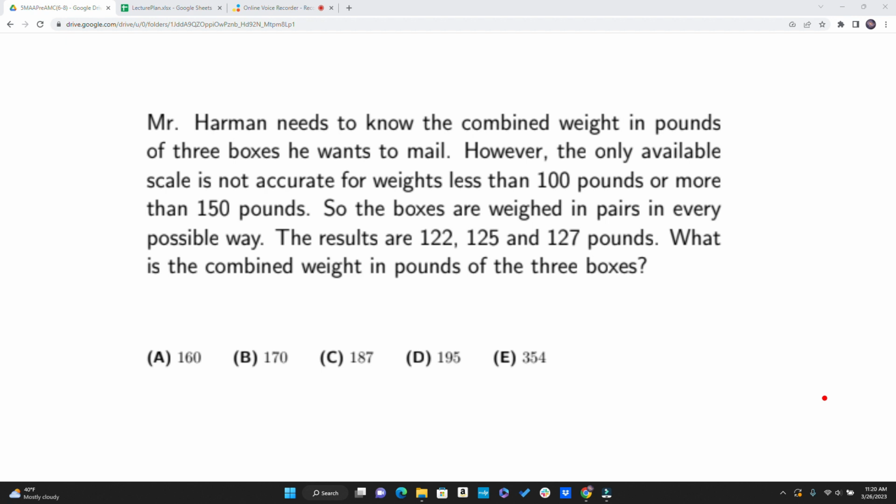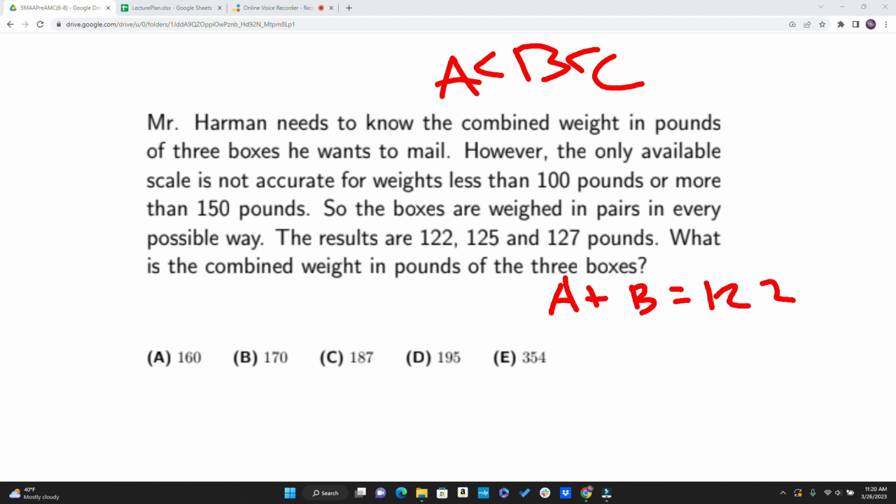Okay, so we know that the 2 lightest boxes are going to weigh the lightest amount put together, right? So let's say we have boxes A, B, and C, where A weighs less than B and B weighs less than C. So the lightest boxes, A and B, are going to combine for the lightest weight. That's 122. Now our lightest and our heaviest, that's going to be the next one. A plus C is 125. And lastly, our two heaviest boxes will weigh the heaviest amount. B plus C is 127.